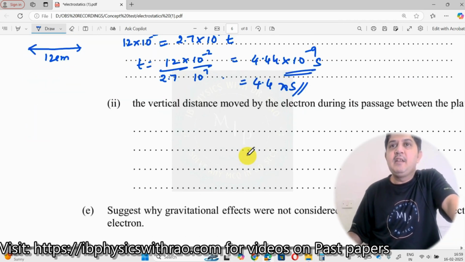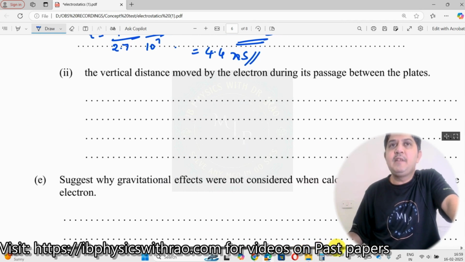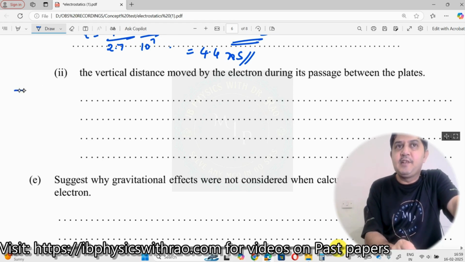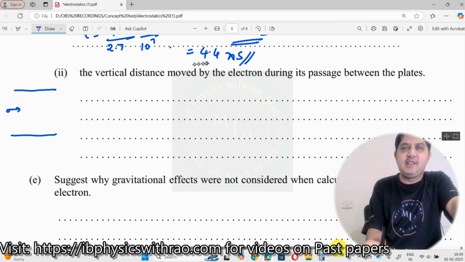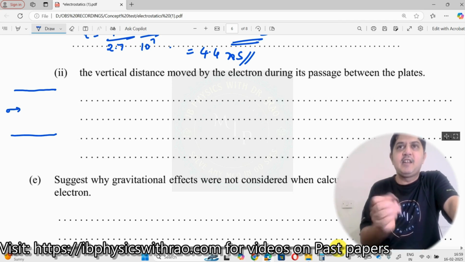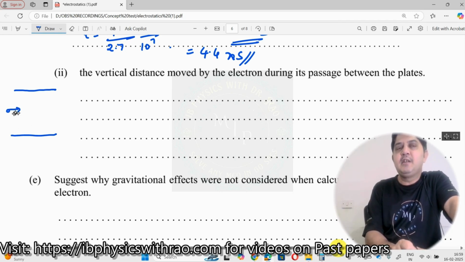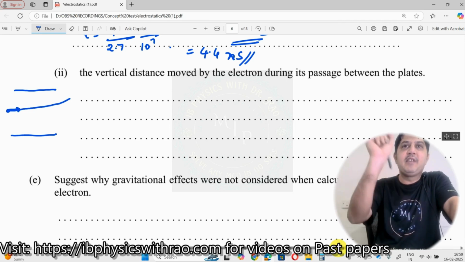Then the vertical distance moved by the electron during the passage between the plates. Now what's happening? This is your plate, and this is your plate. An electron is moving like this, at very high velocity. But the time it takes to cross is 4.4 nanoseconds, a very, very tiny time. It's not taking 5 seconds or 10 seconds. If it had taken such a long time, it would definitely come and hit here. Since it is taking a very short interval, it goes like this and will never touch the plate.